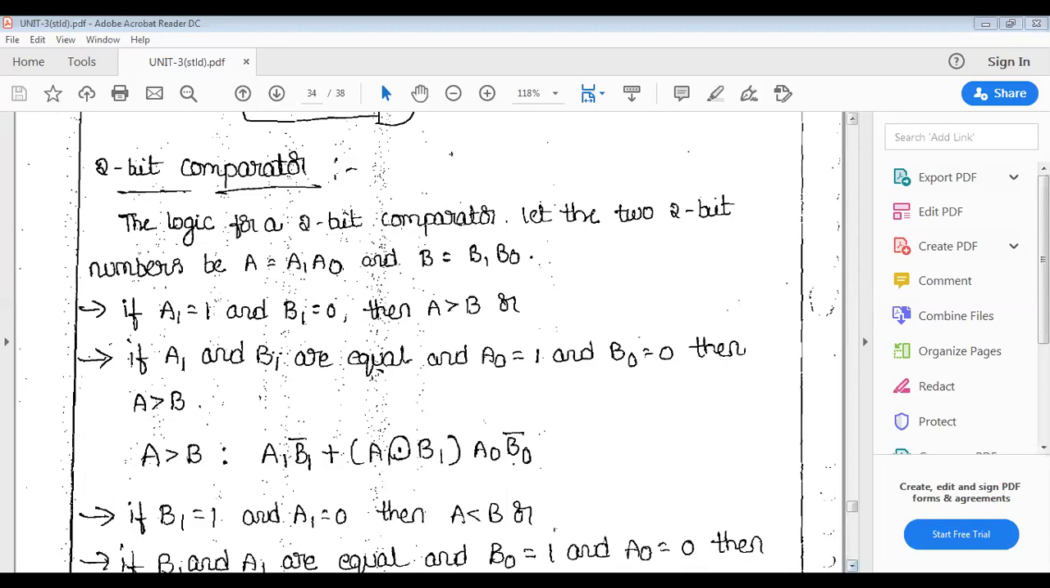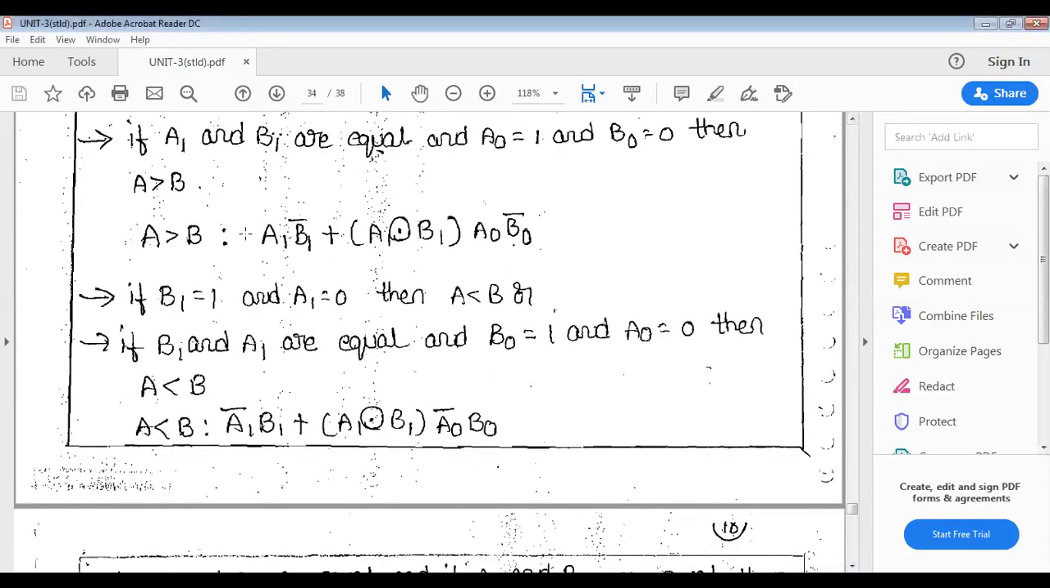In a similar way, to get A less than B, whatever equation we got for A greater than B, the bar is for A1. A1 bar B1 plus A1 exclusive NOR B1, A0 bar B0, because the A value is less than the B value.